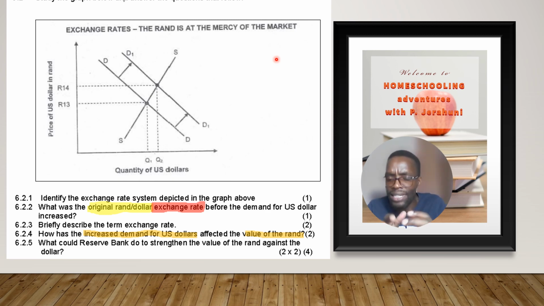What I was expecting on this one, because it's a 4-mark question, is that learners could have spoken of 2 things that the South African Reserve Bank can do to try and strengthen the value of our currency. Now, if you have marks for that, that's all about this activity.